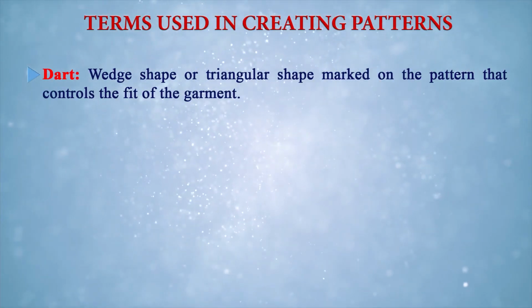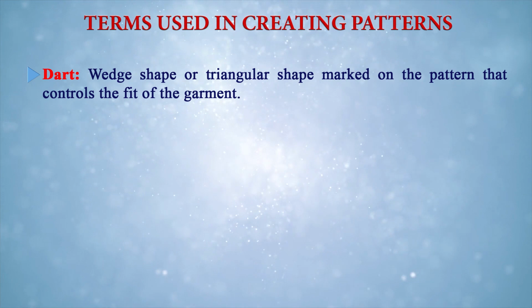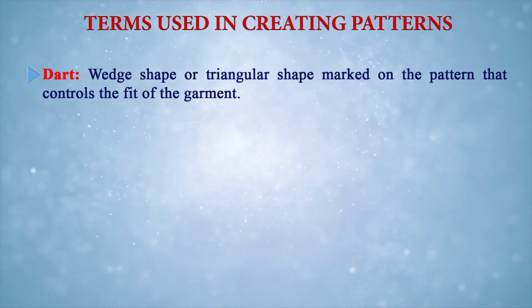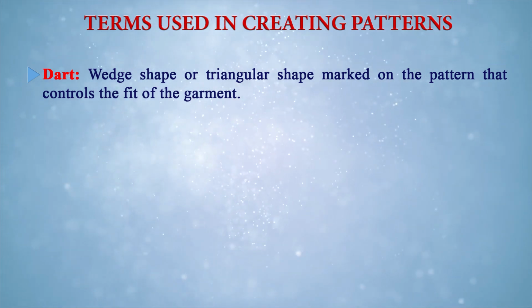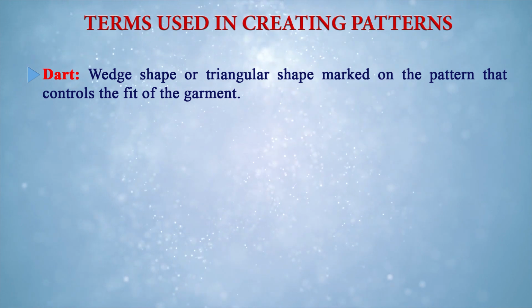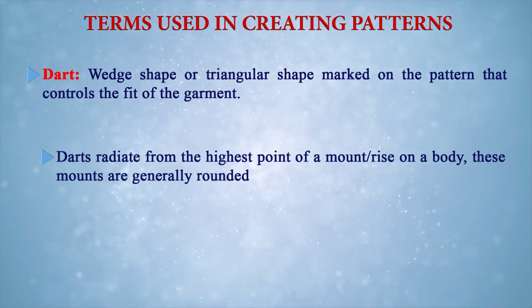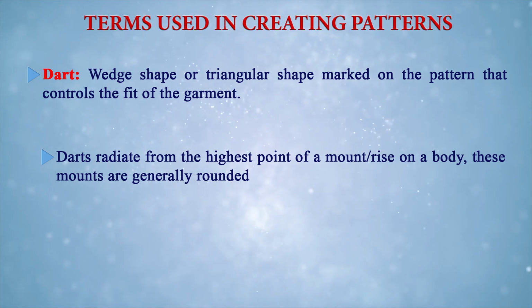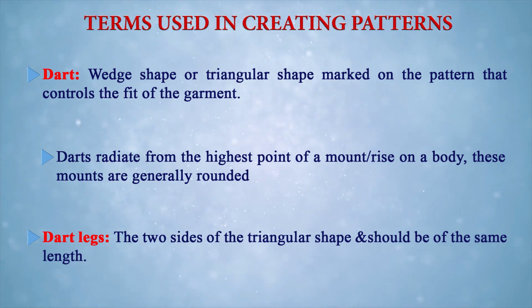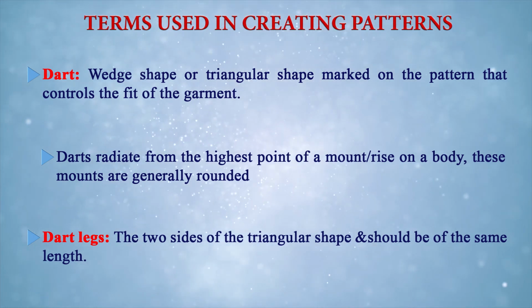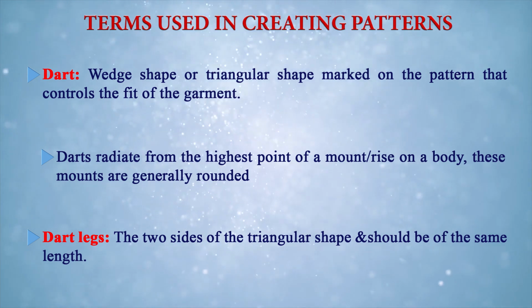Then we have the darts. This is a technical term that is very important when we develop a pattern. A dart is a wedge or triangular shape mark on the pattern that controls the fit of the garment. We already discussed earlier that it is used to control the fullness on the garment. The dart accommodates the highest point of the mound, or the rise on the body, and these mounds are generally rounded. Then we have the dart legs, the two sides of a triangular shaped dart.